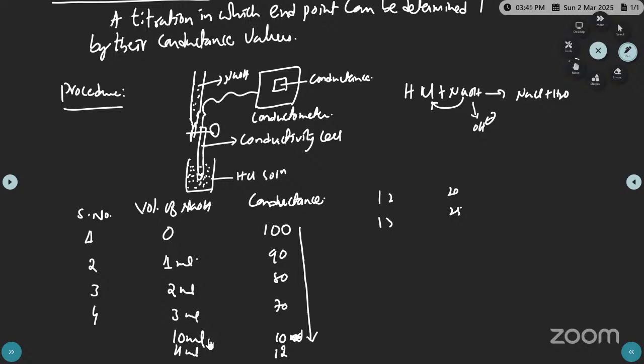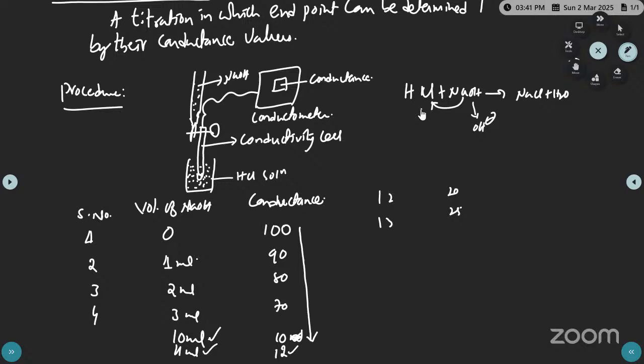ఎప్పుడు తెలిసింది? ఆఫ్టర్ అడిషన్ ఆఫ్ ది 11th ml. ఓకే, 11th ml యాడ్ చేయగానే ఏమైంది? కండక్టెన్స్ అనేది ఇంక్రీజ్ అయింది కాబట్టి, సో ఇక్కడ ఎండ్ పాయింట్ ఏది తీసుకోవాలి? 10 ml తీసుకోవాలా, 11th ml తీసుకోవాలా? 10 ml of the NaOH is enough to neutralize the HCl solution. Okay, so like that we can take the end point on the basis of their conductance values.